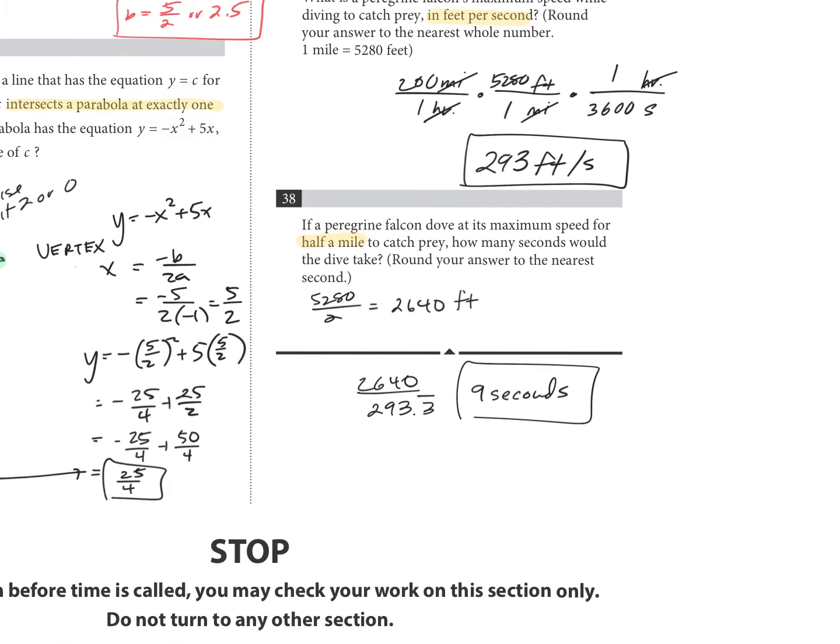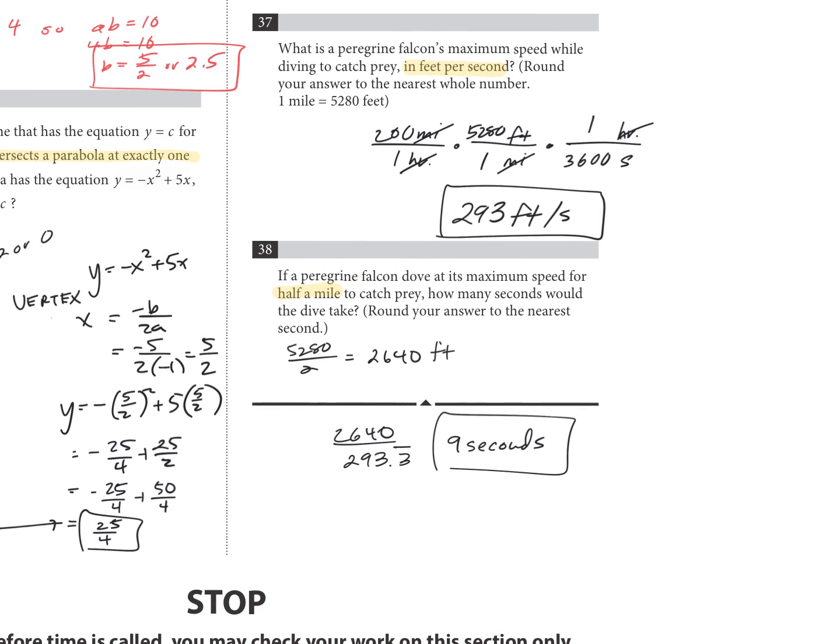And then lastly, number 38, a peregrine falcon dove at its maximum speed for a half mile to catch prey. How many seconds would that dive have taken? So first thing I did was say, well, a half mile is 2,640 feet, so I divided 5,280 by 2. And then I said, well, if he's going 293 feet per second, how many seconds is it going to take him, or her, the peregrine falcon, the bird? I divided by 293.3, and it gave me about 8.9 or 9.0 or something, but it was really close to 9. So that was the test.